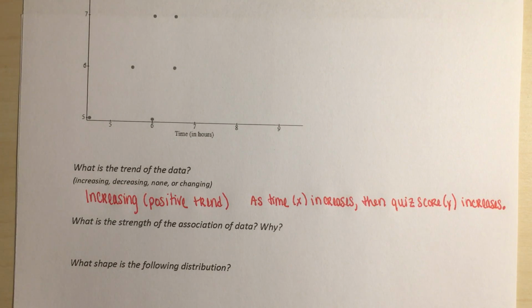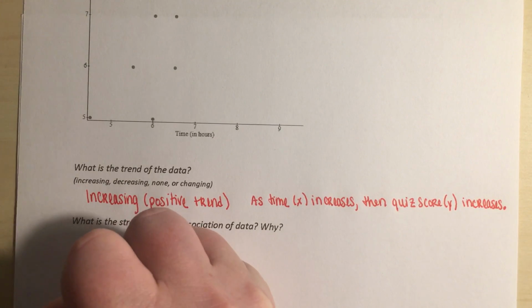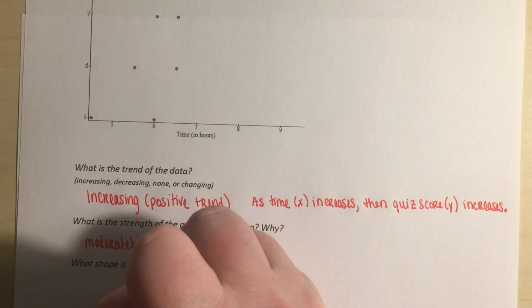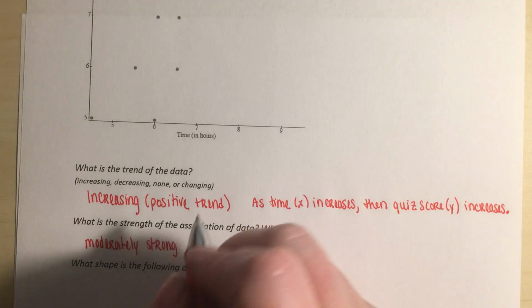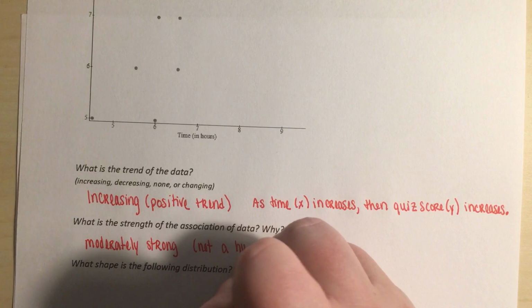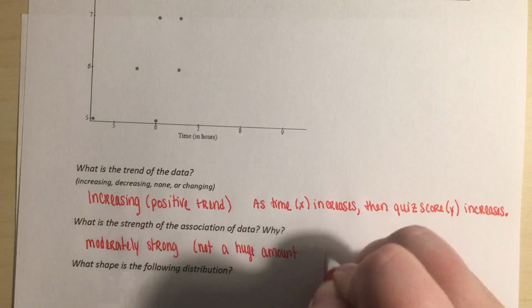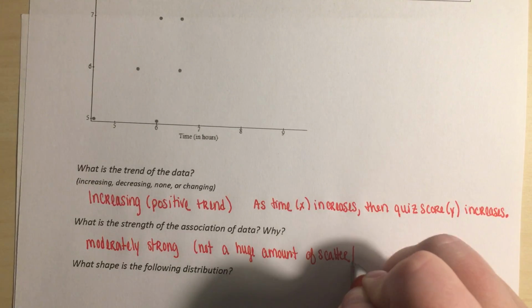What is the strength of the association of the data? So what I'm going to say here is that it is moderately strong. There's not a huge amount of scatter or vertical spread.